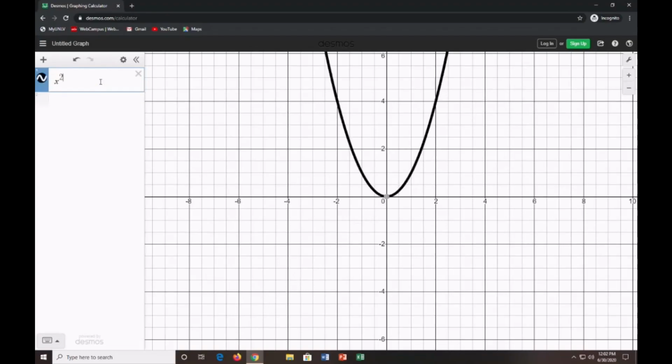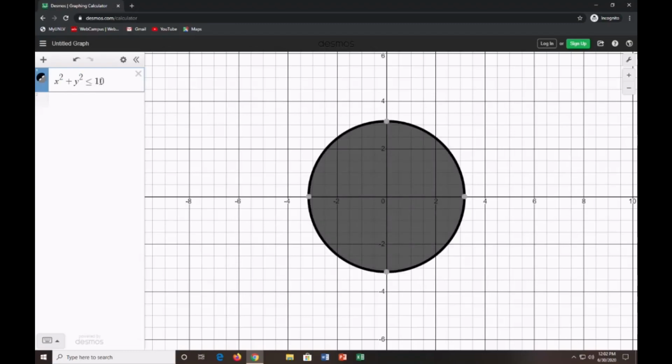We had the x squared. Remember, these are inequalities, so we're going to have a lot of color here. It's going to be whole sections of the plane that are the solution of the system. With inequalities, we always have that. So we have that less than or equal to 10. That's a circle.